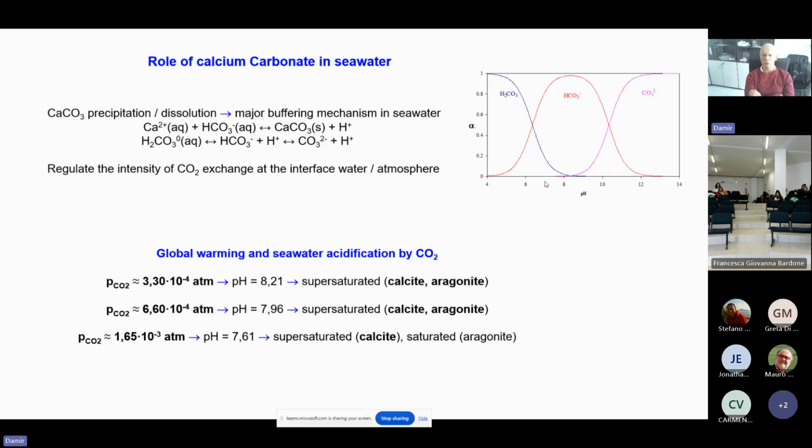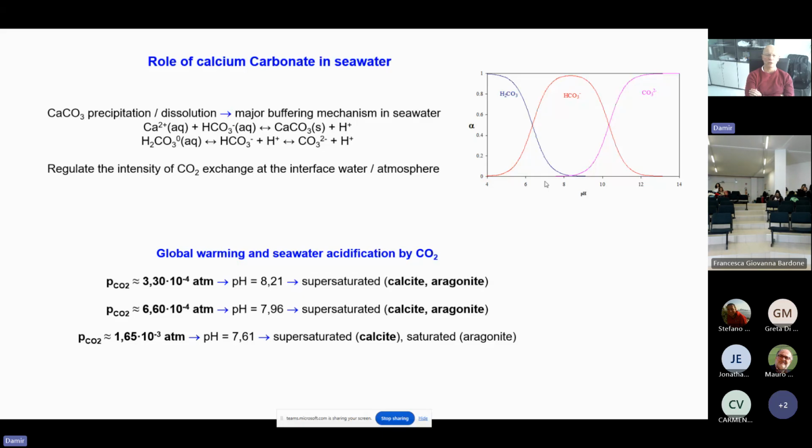All this is related to global warming and seawater acidification. I show here a few calculations which show that at a partial pressure of carbon dioxide of 3.3, the pH of seawater is 8.25. Such water is supersaturated with respect to the two major polymorphs. If we increase the partial pressure of carbon dioxide to 6.6, the pH of the water will decrease. It will be more acidified, but this seawater will still be supersaturated with calcite and aragonite.